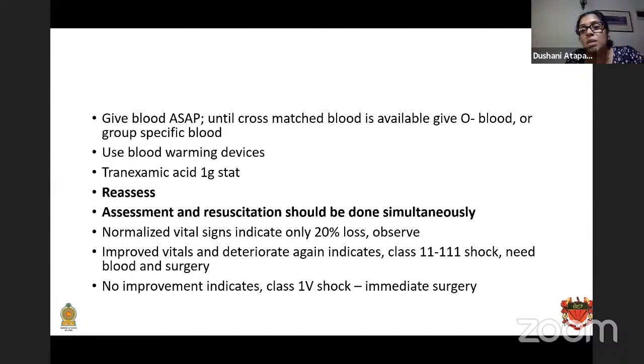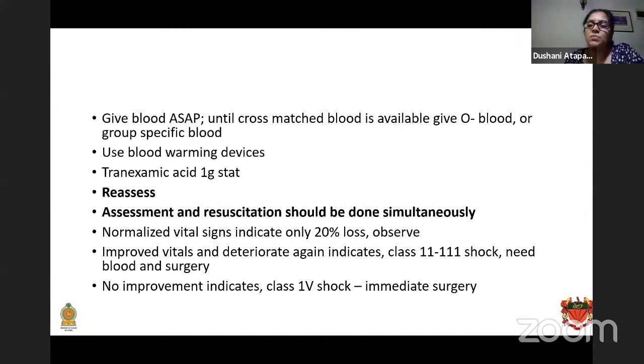And then tranexamic acid 1 gram stat. It's an antifibrinolytic agent. So this will save lives. So give tranexamic acid and then reassess. So you gave your fluids, you gave the blood, you gave tranexamic acid. And at the same time, you reassess the patient. Assessment and resuscitation should go hand in hand. So you may need to give further, right?